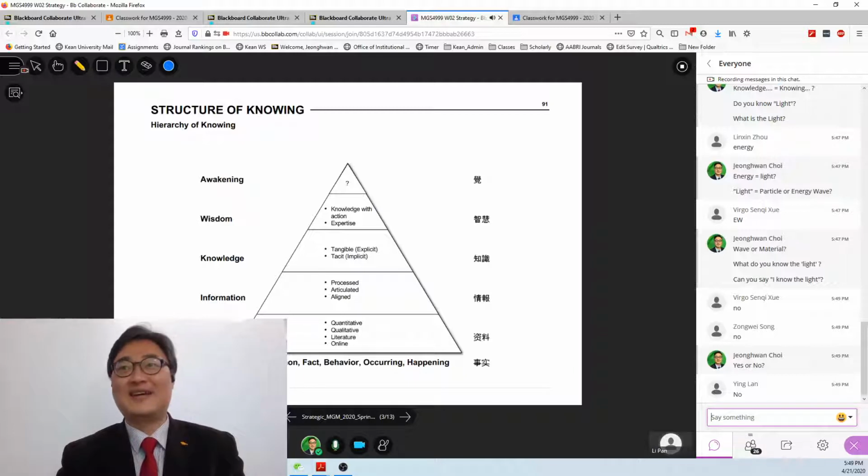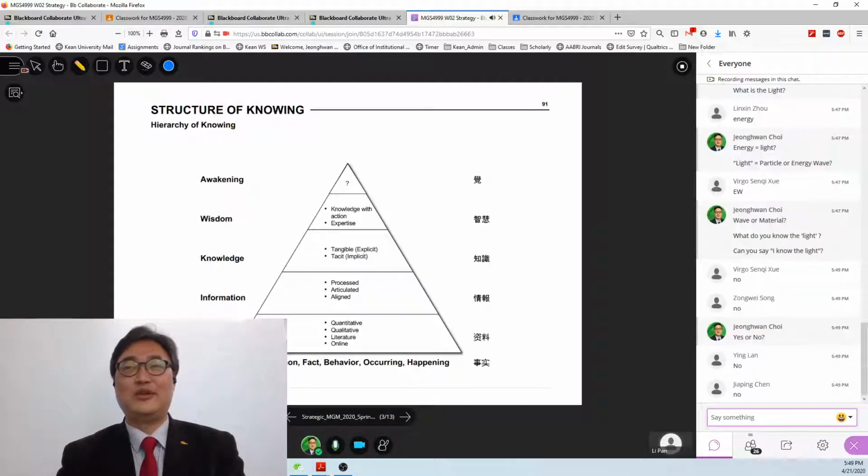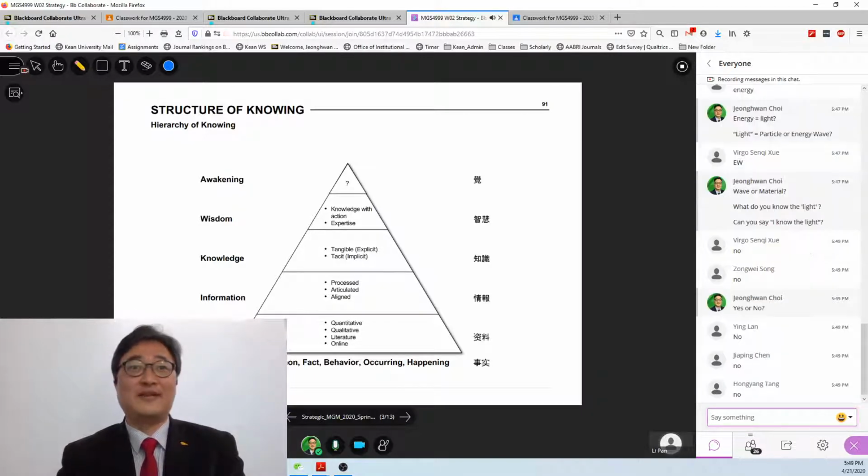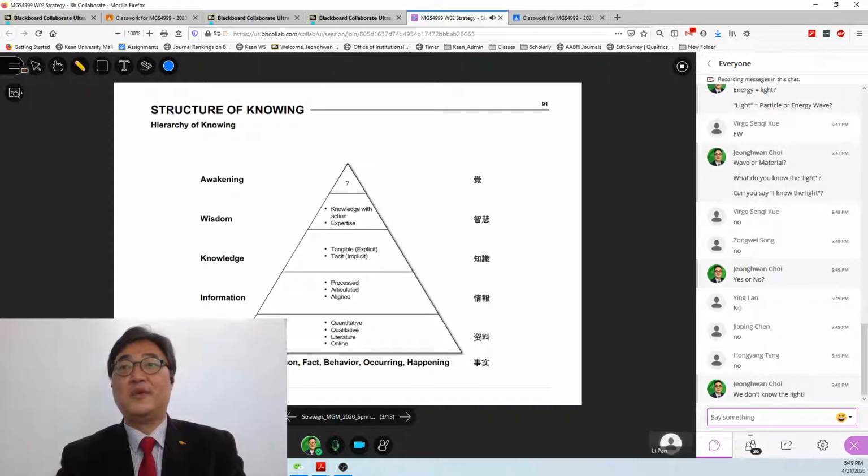Anybody else? Do you know the light? I know the light speed is around 3.0 multiplied by 10 to the power of 8 something. Okay. So then, you don't. Okay, so let's see. We don't know the light, but we use it, isn't it? So then that means we are not competent? Probably.